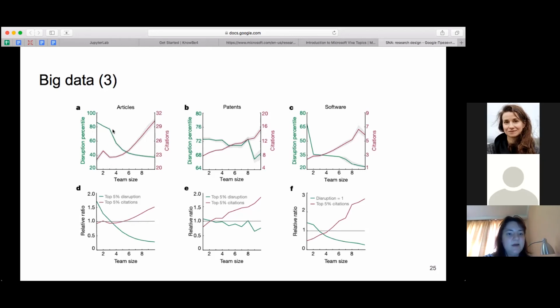And then we see a decrease in the level of disruption, and we see that groups of more than 3-4 people decrease their disruption. Very similar picture we have also here for software and for patents, but for articles, this evolution, that along with increase of team size the disruption is decreasing, is more pronounced.